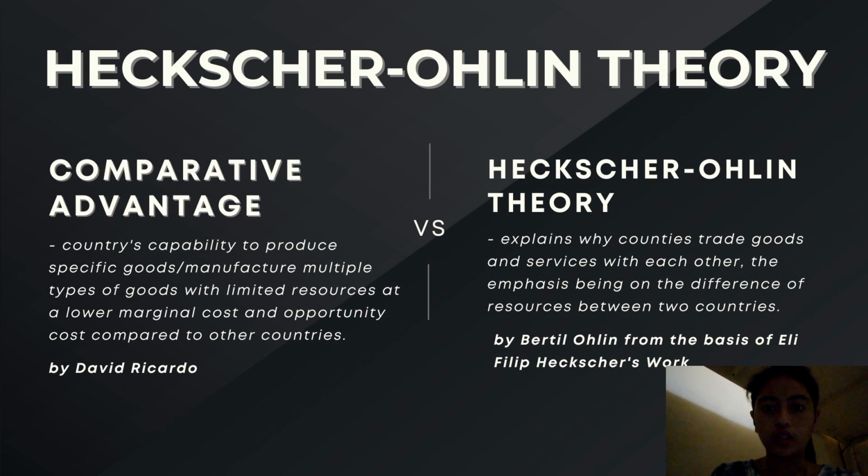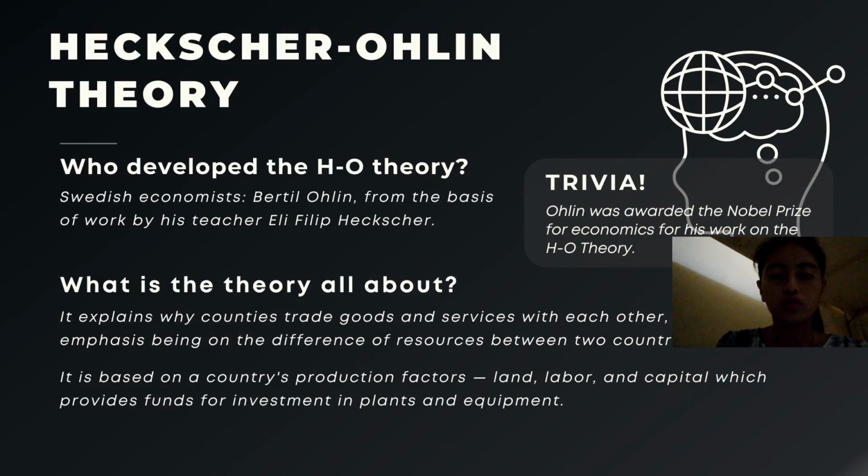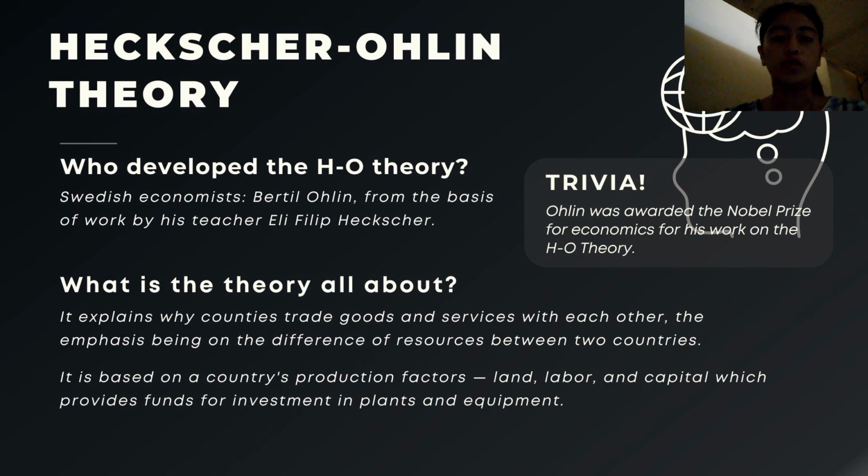Proceeding to the next slide is the Heckscher-Ohlin theory itself. The Heckscher-Ohlin theory was developed by two Swedish economists, Heckscher-Ohlin, from the basis of work by his teacher, Eli Philip Heckscher. Eli Philip Heckscher is Mr. Ohlin's teacher, and he based his work on his teacher.